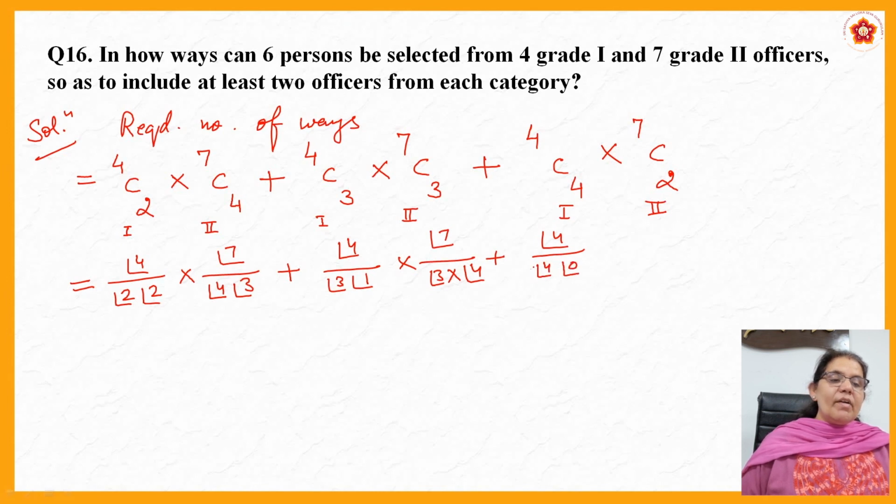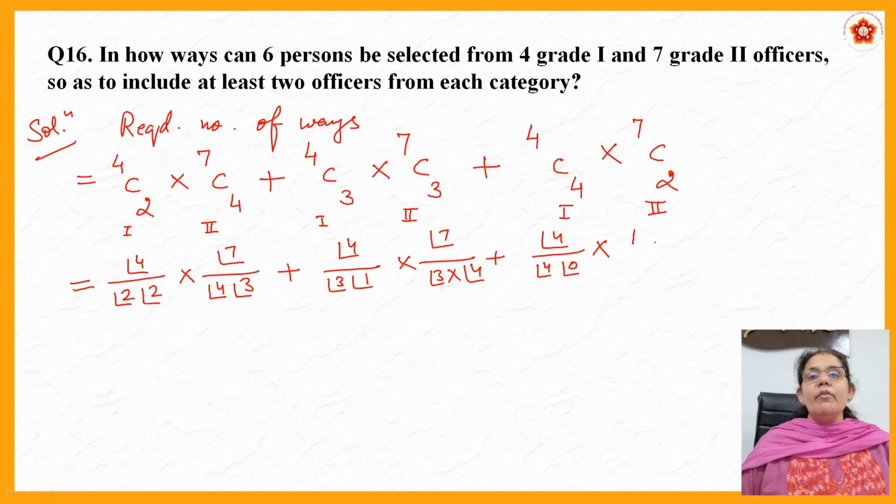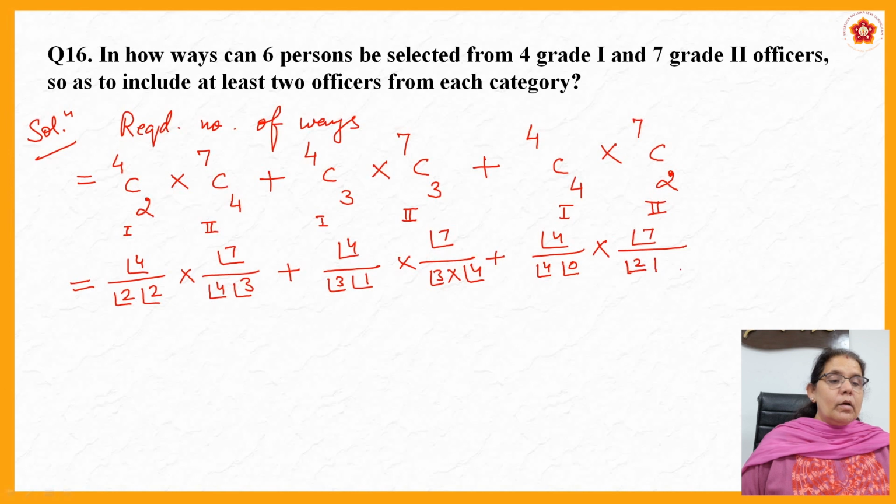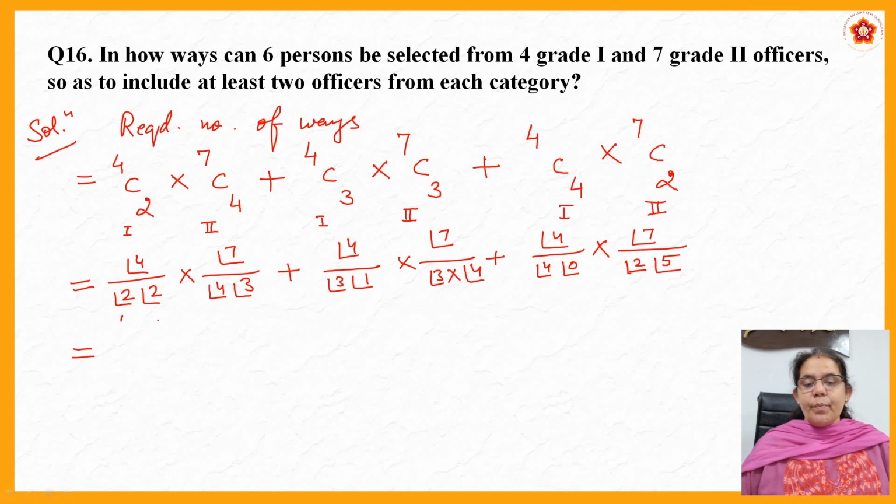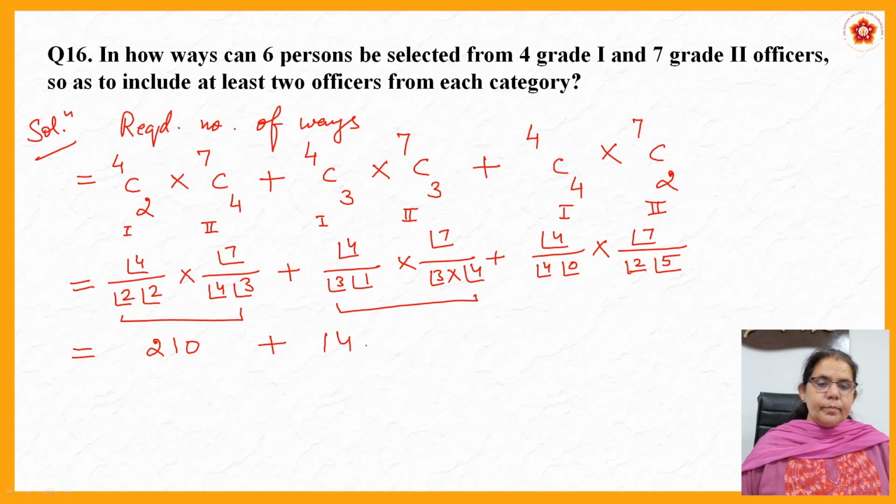Factorial 4 divided by factorial 4, and 4 minus 4 is 0. And do you remember what is the value of factorial 0? Value of factorial 0 is 1. Here we will have factorial 7 upon factorial 2. And what is 7 minus 2? 7 minus 2 is 5. You need to solve it and see. If we solve this, we will get 210.